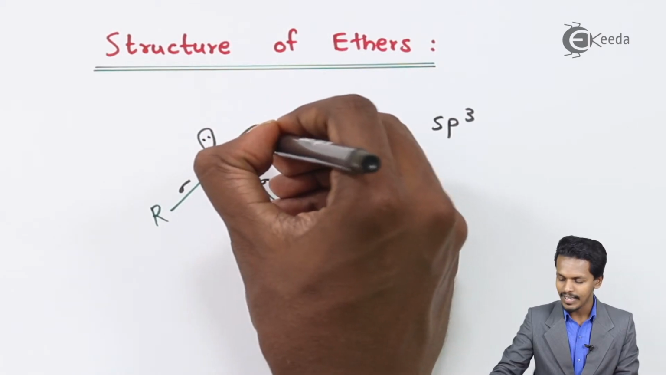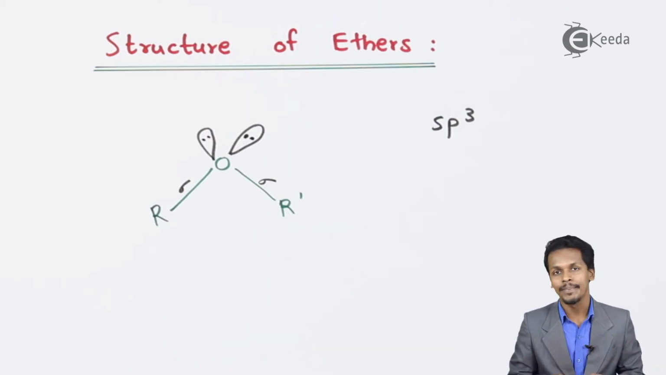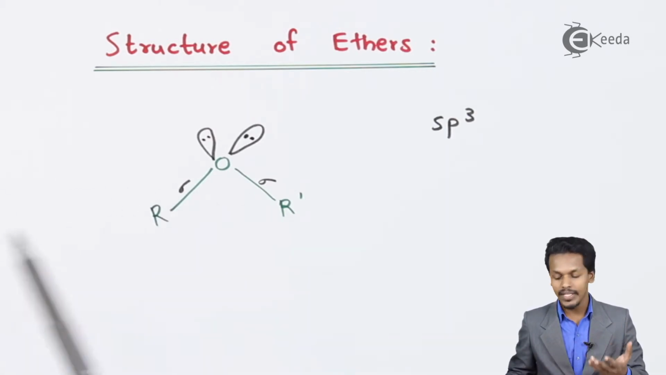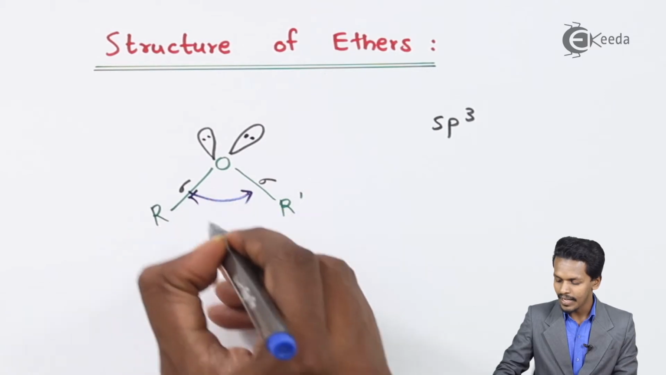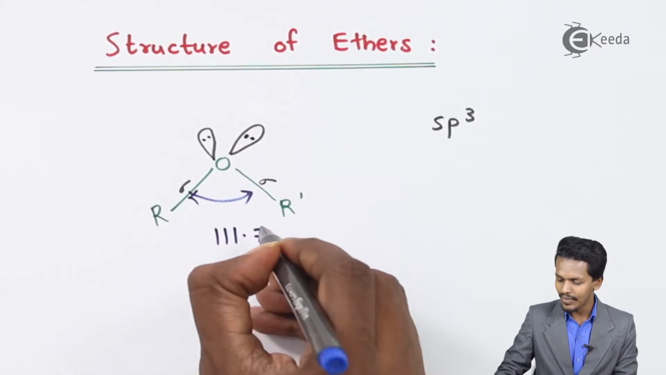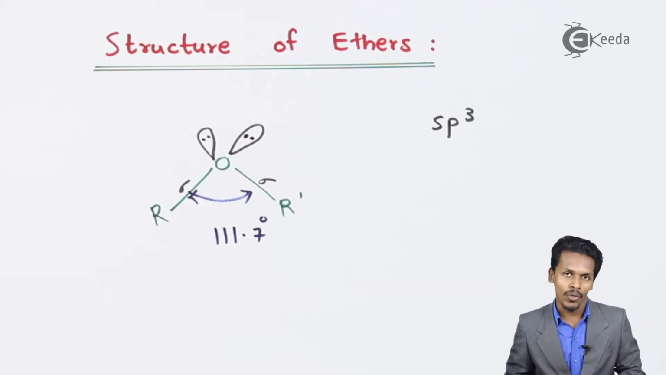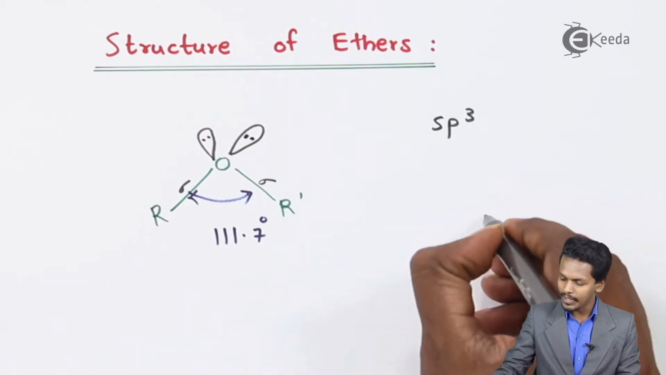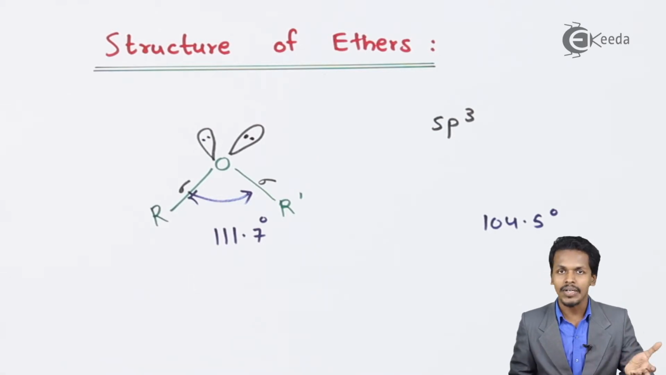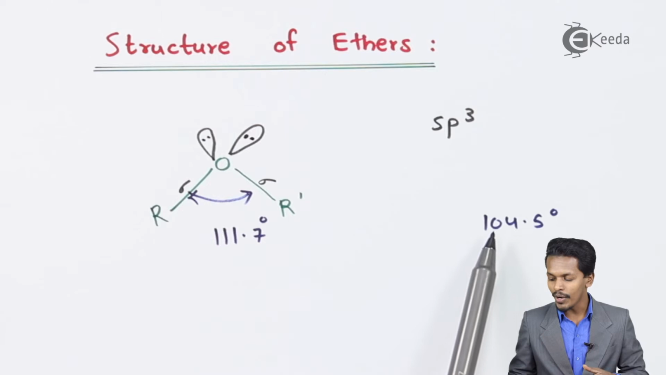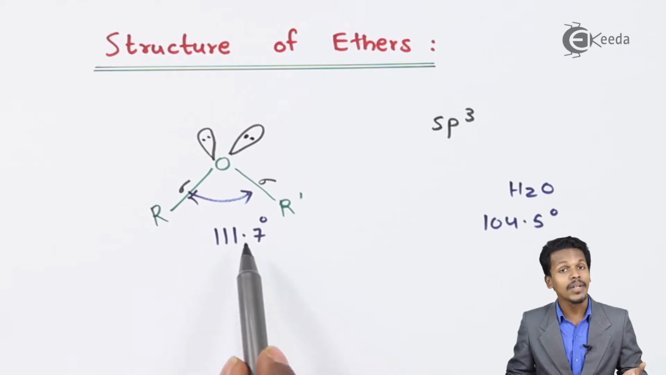As I just mentioned, there are 2 lone pairs of electrons on it, and that is the reason there will also be a bond angle. Talking about the bond angle between R, O and R, it has been found to be 111.7 degrees. This is very much related to the bond angle of water. The bond angle of water has been found to be 104.5 degrees. This is almost the same structure as that of water. The only difference is that the bond angle was 104.5 degrees for water, and for ether it has been found to be 111.7 degrees.